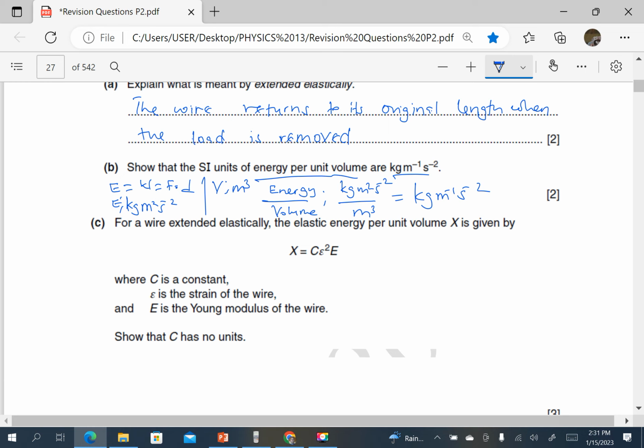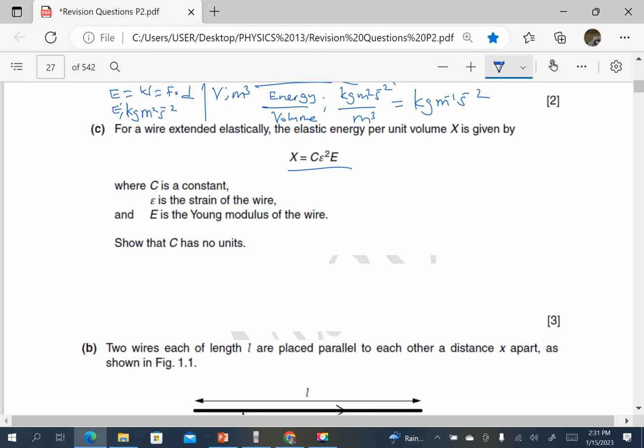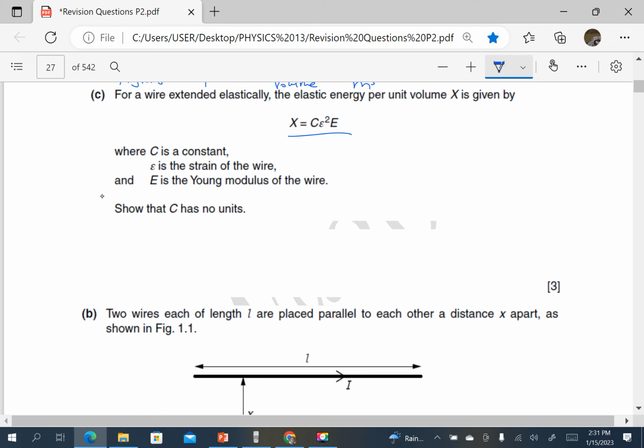For a wire extended elastically, the elastic energy per unit volume, X, is given by that expression. So X is energy per unit volume. C is a constant. Epsilon is the strain. So we know that epsilon squared has no units because strain has no units. E is the Young modulus. And of course, we know the units of X. X was energy per unit volume, which we have calculated above. X is kilogram per meter per second squared.